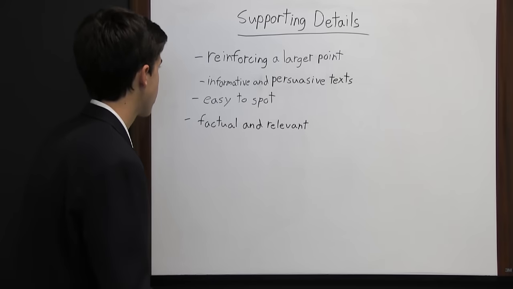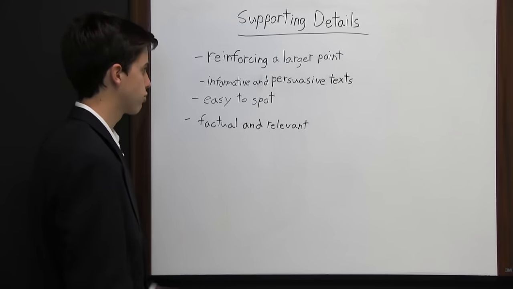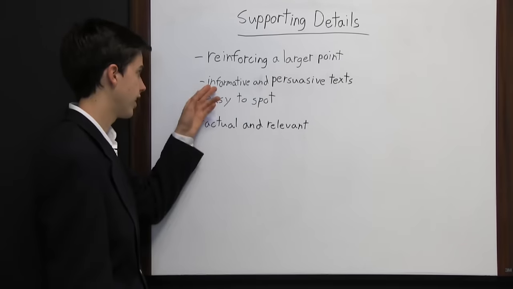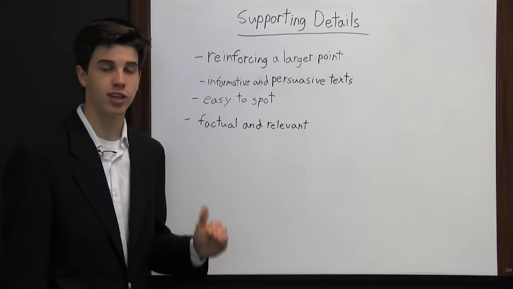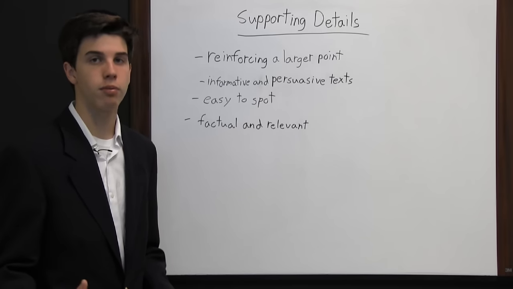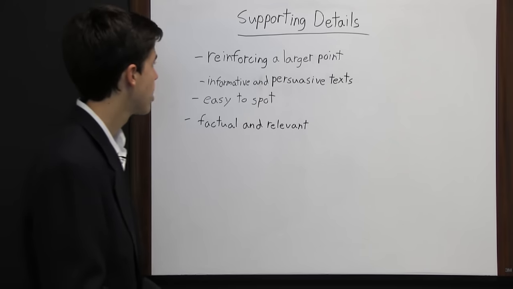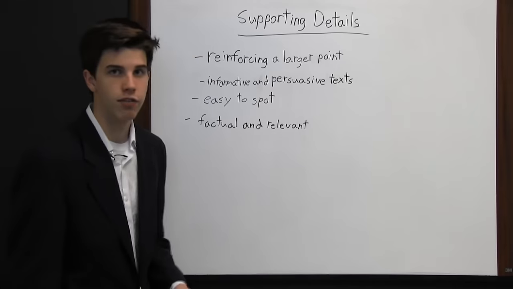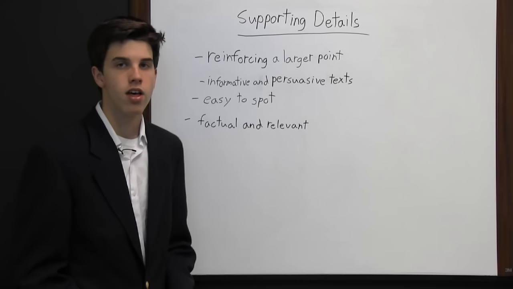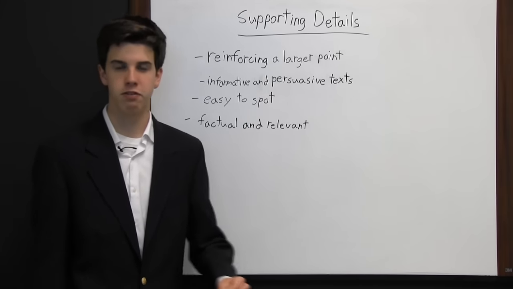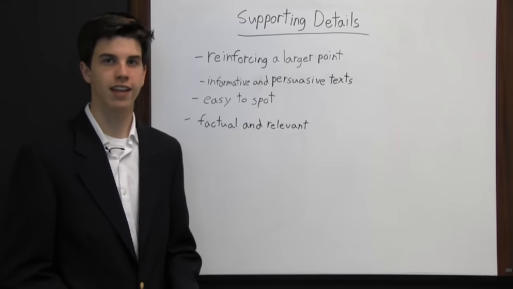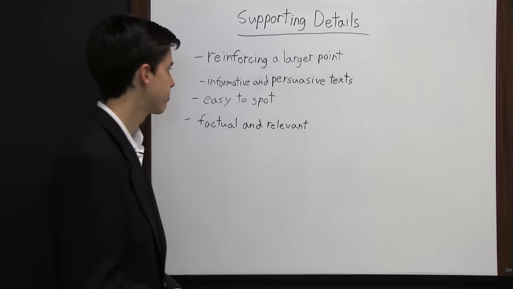And these details are most often found in informative and persuasive text. And this makes sense, because if the writer is telling you about something, each main point they make, they're also going to need to back up with more points so that the reader can be sure that they are being told accurate information. Then also in a persuasive text, if the writer is trying to get the reader to do something or to think a certain way, the writer can't just make a bunch of points. They're going to have to back up those points so that the reader will indeed think that way or take that action that the writer wants them to take.